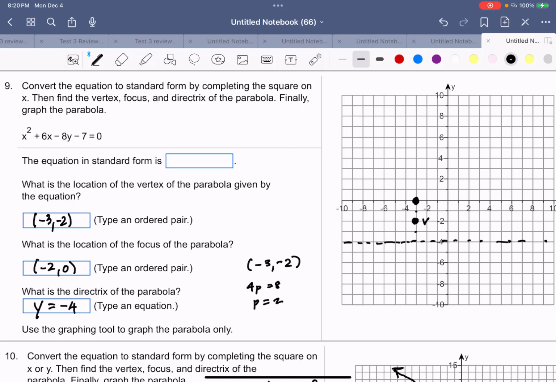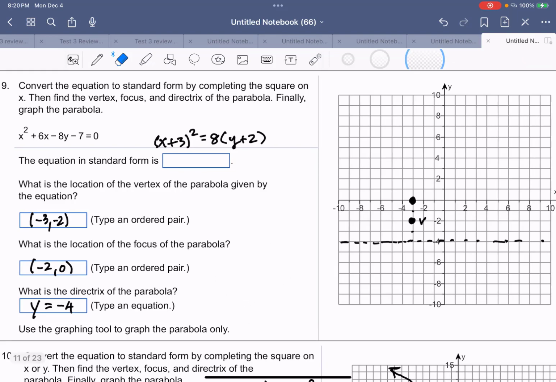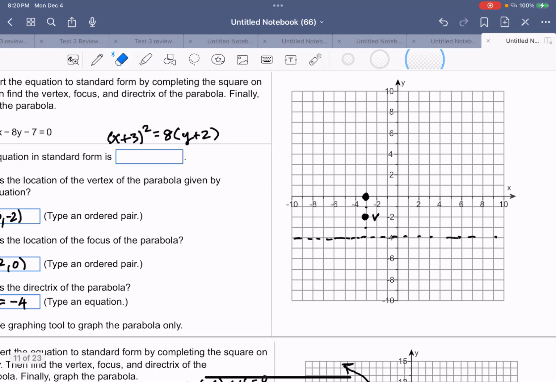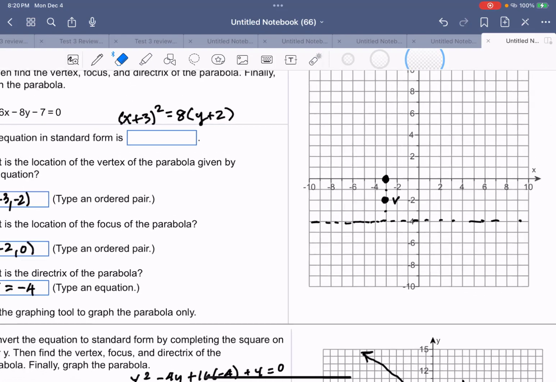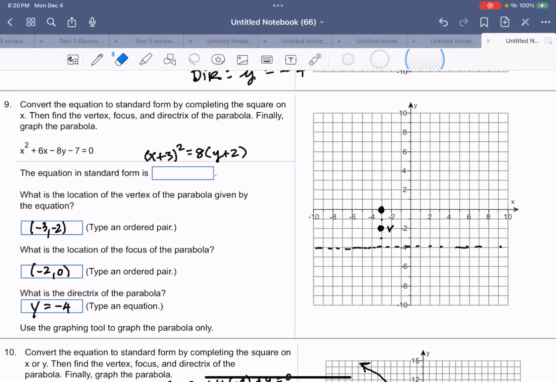Now we have the standard form of the equation as x plus 3 squared equals 8 times y plus 2. And all that's left is for us to finish drawing this graph. Now to do this, you're going to need another point. I'm going to look for the y-intercept first. So I'm going to let x equal 0 and see if that comes out to an integer, a positive or negative whole number. And if it doesn't, then I'm going to pick something else.